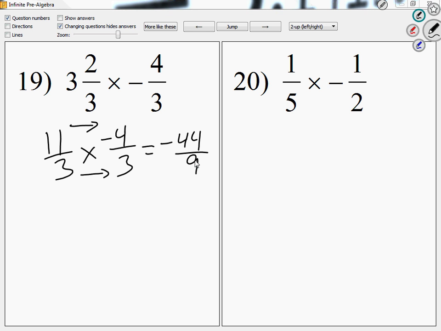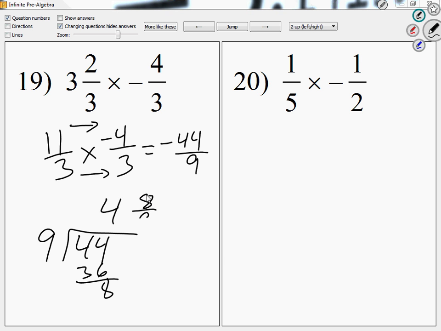Right, 3 times 3. Big numbers on top, so I have to divide. 44 divided by 9. How many times does 9 go into 44? 4. So 4 times 9 is 36. When we subtract this, our remainder is 8. Our fraction will be 8 over 9. Don't forget your negative sign. Right, there's my negative sign. Don't forget your negative sign.